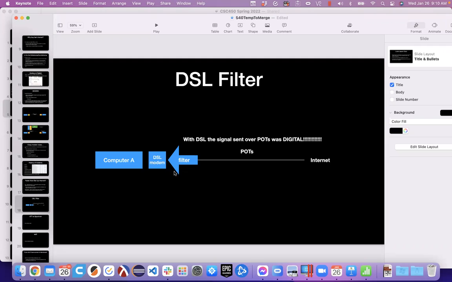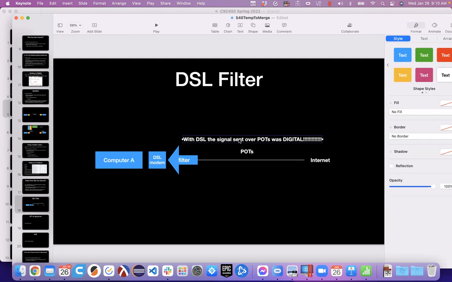Okay. So now let's get to this filter. I'm telling you that this was actually a digital signal that was being sent over that copper line.